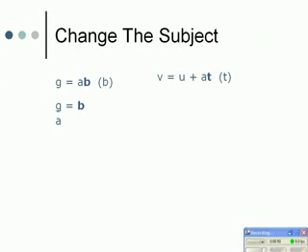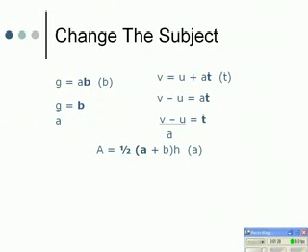Another one then, so V equals U plus AT. And we're trying to make T the subject of the formula. So the first thing we've got to do is remove what's not attached to the T, which is the actual U itself. So we take away U from both sides. So we've got V minus U equals AT. Now AT in algebraic terms means A times T. So in order to get rid of a times by A, we've got to divide by A. So V minus U all over A will equal T.